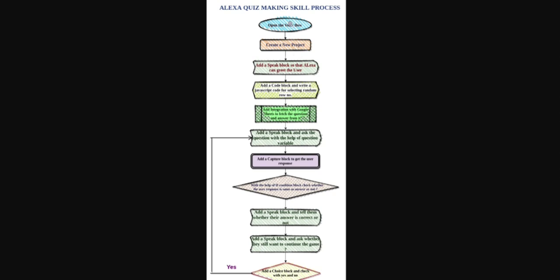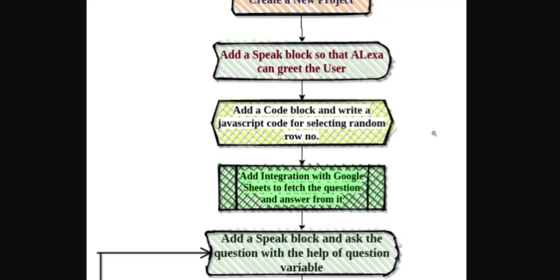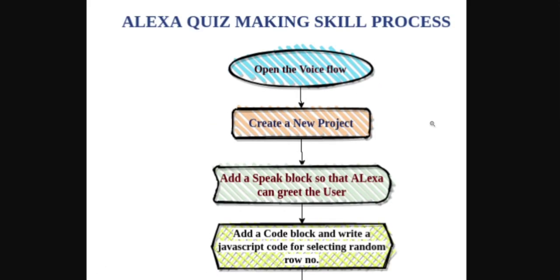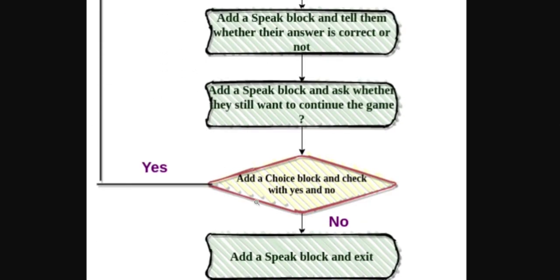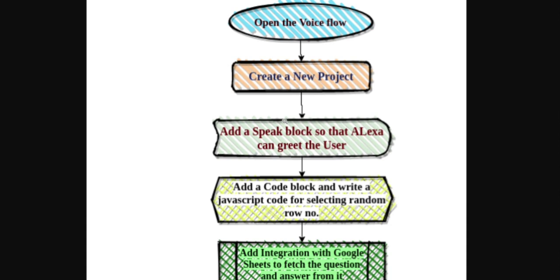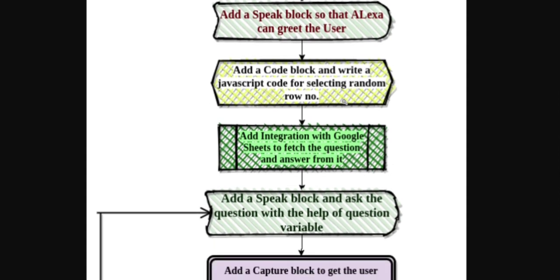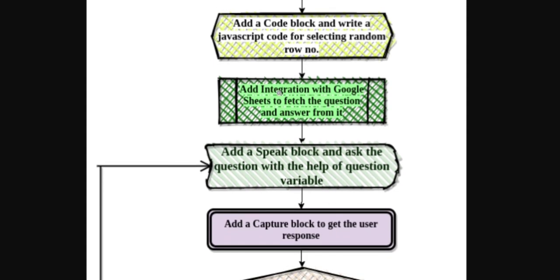So basically, you can see this is the entire flow diagram for the skill which I have created, and how to create a simple Alexa quiz skill with the help of Voiceflow. I have prepared this diagram for you, which will be very useful for you to refer to the entire project on just one page. So it starts with when we opened Voiceflow, then we created a new project, and then we added a speak block so that Alexa can greet the user, and then we added a code block in JavaScript too, just a two line JavaScript code for selecting a random row number.